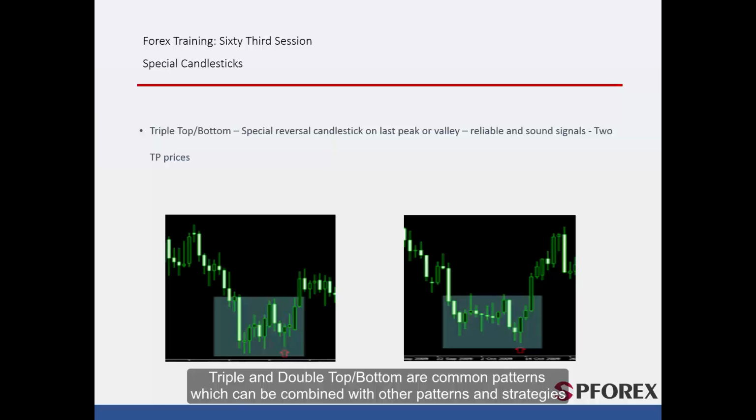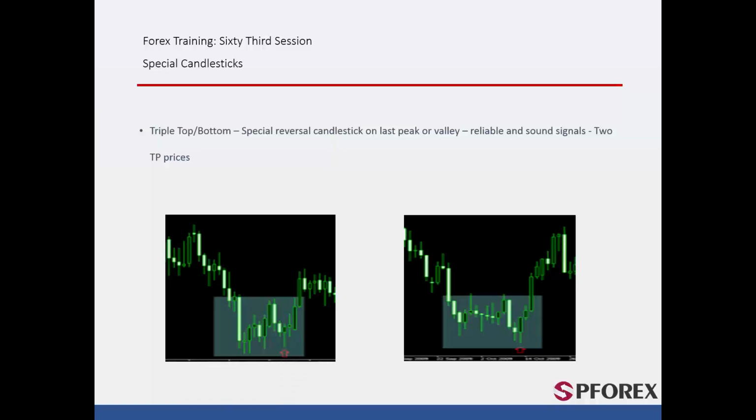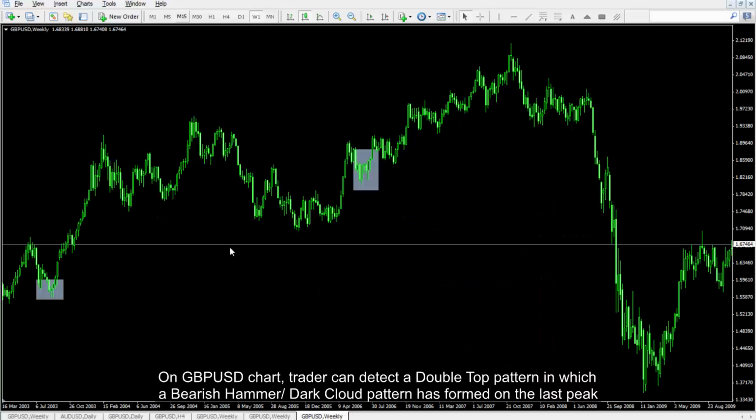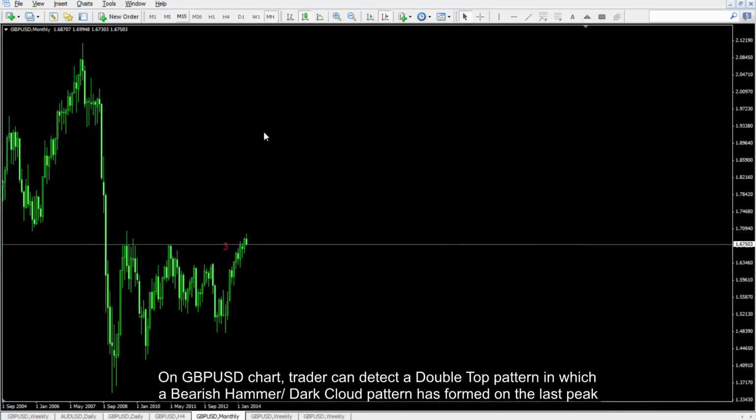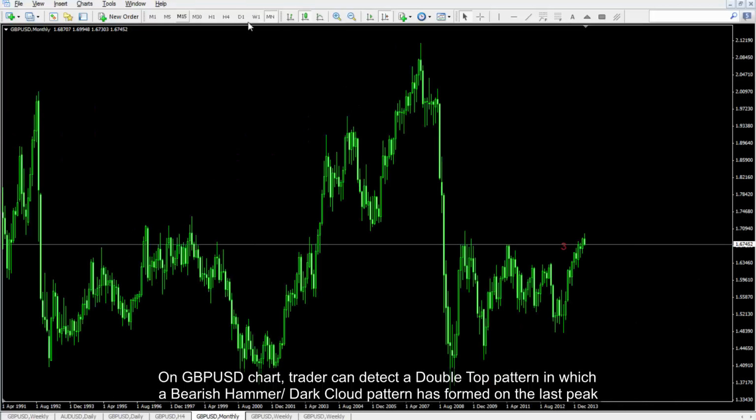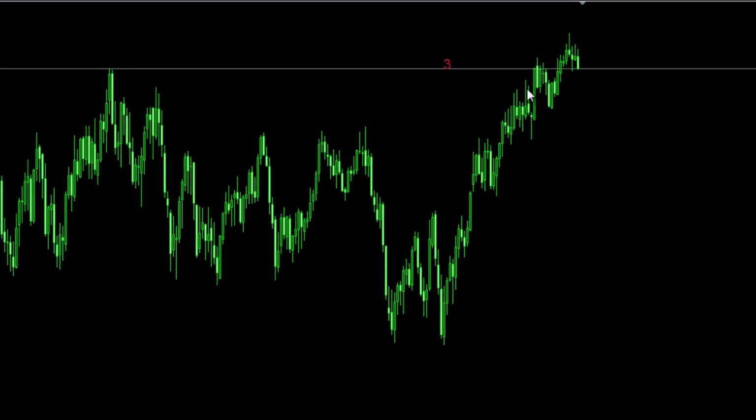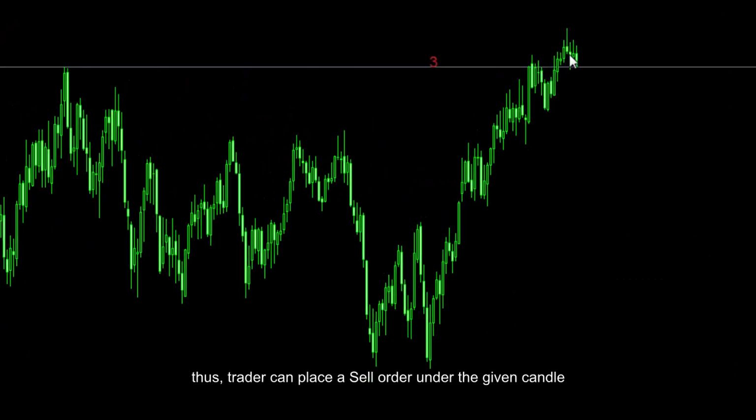Triple and double top or bottom are common patterns which can be combined with other patterns and strategies. On the British pound against US dollars chart, a trader can detect a double top pattern in which a bearish hammer or dark cloud pattern has formed on the last peak. Thus, a trader could place a sell order under the given candle.